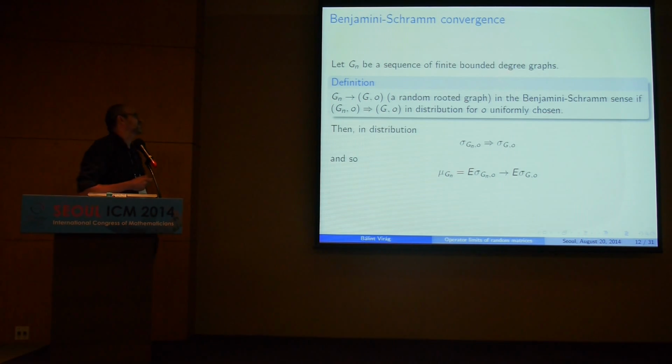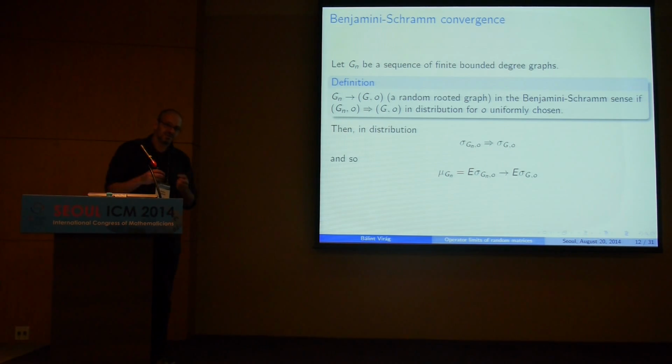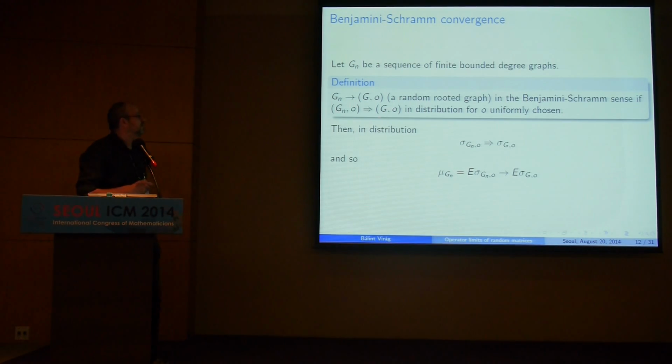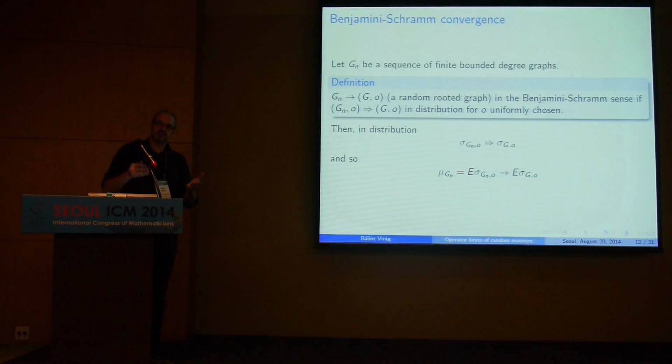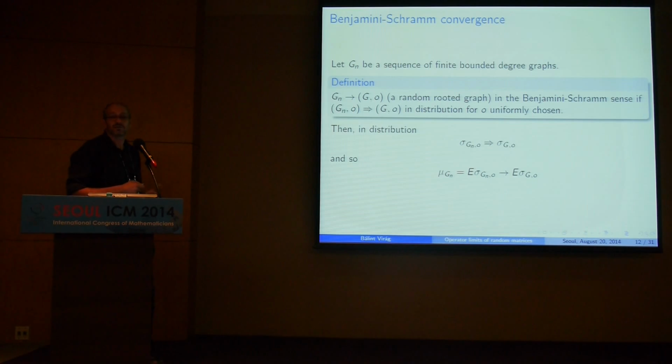Now, if you have a sequence of finite, bounded degree graphs, not random and not rooted, we say they converge to a random rooted graph in the Benjamini-Schramm sense when, taking a uniformly chosen random root in G_n, this random rooted graph converges to G_O in distribution in the local convergence that I defined before. What does that mean? It means that if you pick a random place in the graph, the statistics of what you see around yourself stabilize. It stabilizes not to the actual thing you see, but to the distribution of what you see, some kind of random rooted graph in the limit.